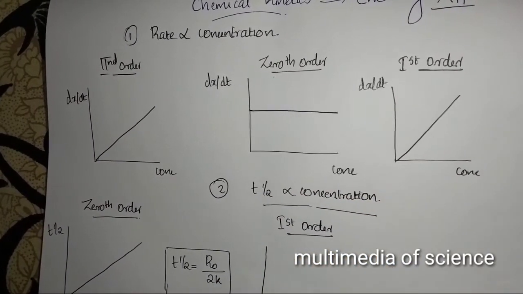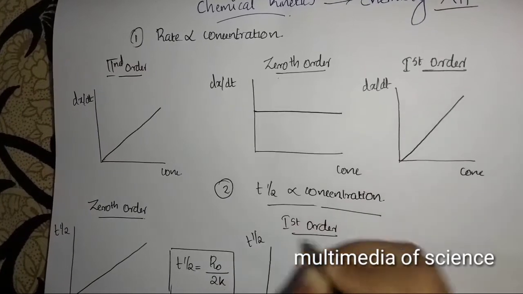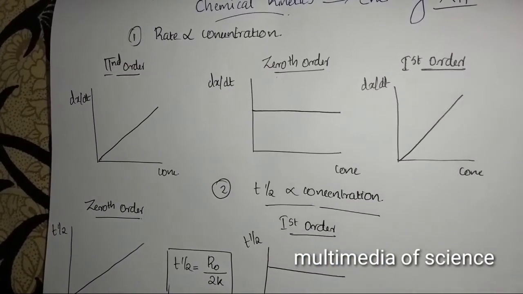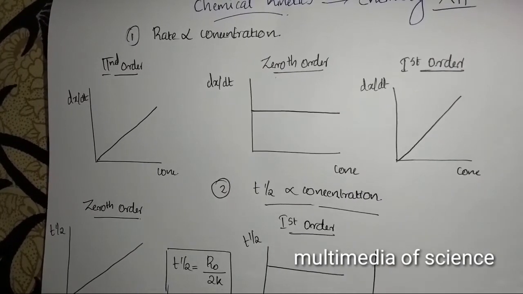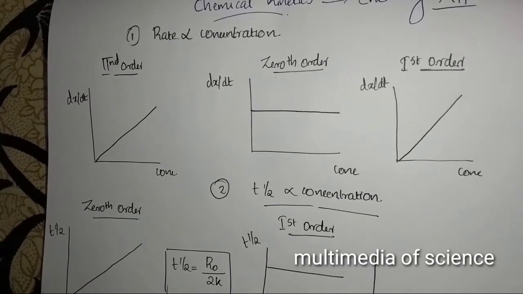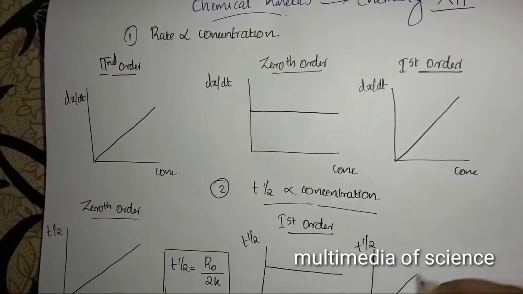So, if we take the concentration on the x-axis and the T half on the y-axis, then the graph will be a straight line. Clear? Then if we consider 1 by concentration on the x-axis and T half on the y-axis, then this graph will be like this.